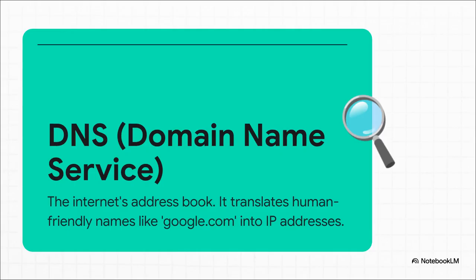Now, you and I don't type in long strings of numbers to get to a website, right? We use names, like Google.com. That is all thanks to something called DNS, the Domain Name Service. Just think of it as the internet's giant address book. It's constantly translating the names we understand into the IP addresses that computers need.